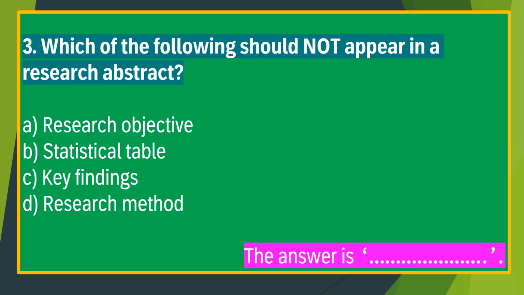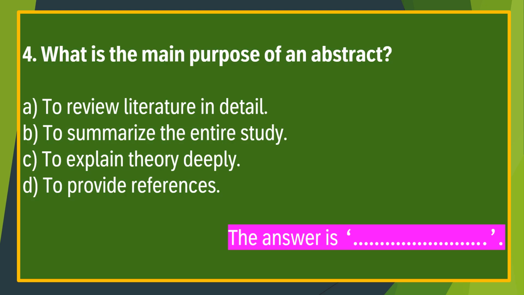Which of the following should not appear in a research abstract? A. Research objective. B. Statistical table. C. Key findings. D. Research method. The answer is 4. What is the main purpose of an abstract? A. To review literature in detail. B. To summarize the entire study. C. To explain theory deeply. D. To provide references. The answer is 5.